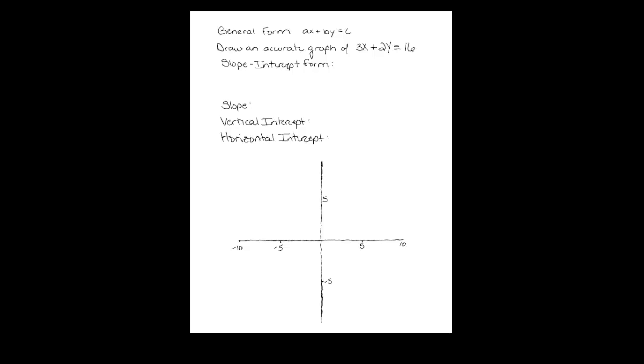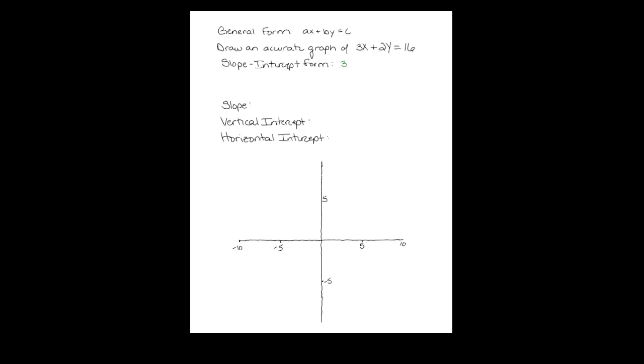In this example, we are asked to draw an accurate graph of the function 3x plus 2y equals 16. Now, because this is written in general form or standard form, we cannot just look at this equation and identify the slope or the vertical intercept. We are going to need to do some work in order to get those things. The first thing we're asked to do is rewrite it in slope-intercept form. So what we're going to need to do is solve for y and rewrite this linear equation in slope-intercept form.